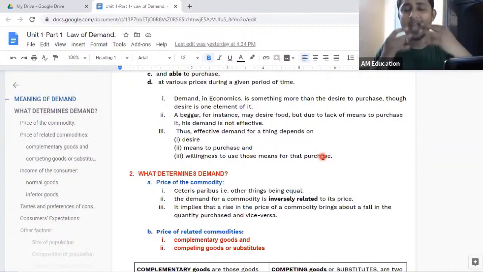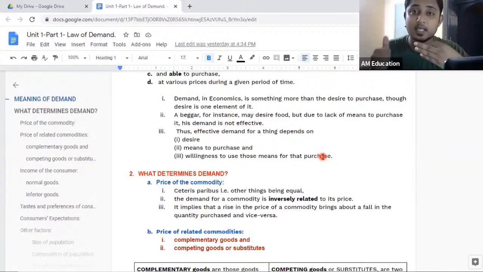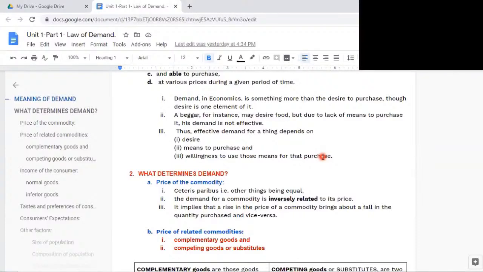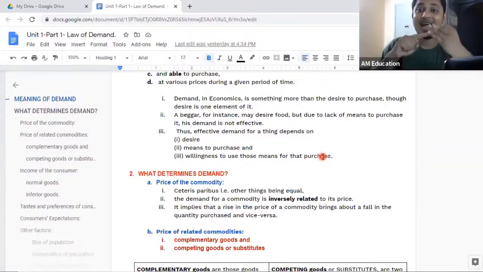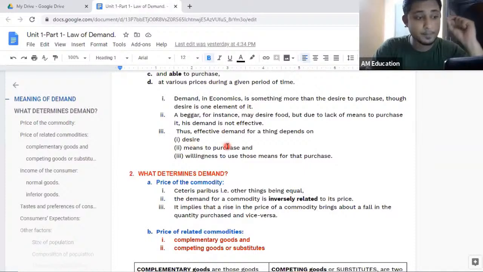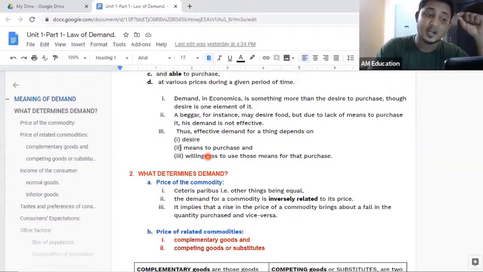Clear? So once for any product or any good or any service, these three things come into picture, then the demand for the good or the service is said to be effective. So a desire, ability, and willingness to use this ability to satisfy the desire. These three things. So the effective demand of a thing depends on desire, means to purchase, and the willingness to use these means for that purchase. Clear?